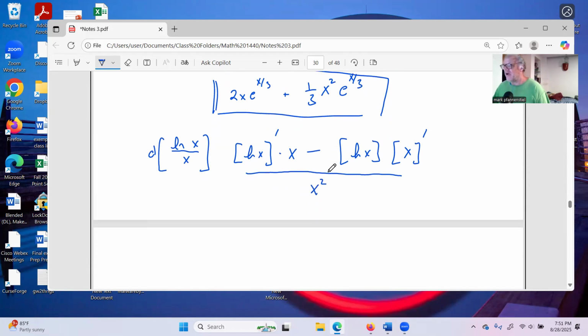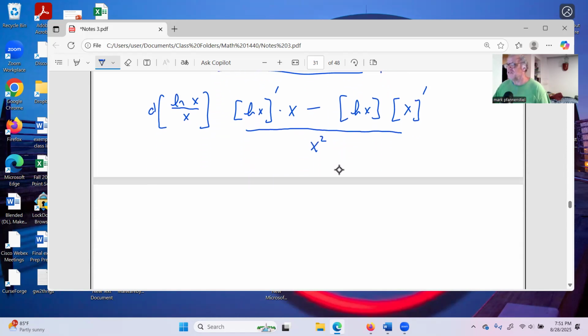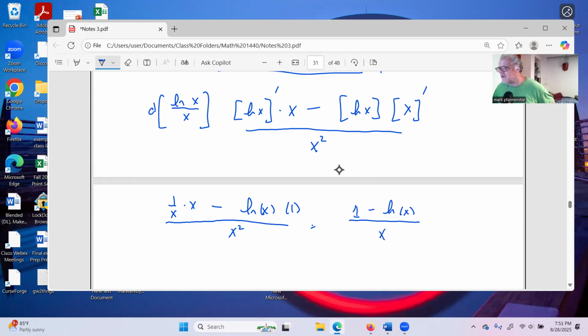Let's figure out what that's going to do for us. The derivative of natural log is 1 over x, times x, minus natural log of x times the derivative of x, which is just 1. And we're going to have x squared on the bottom. Let's simplify this down a little bit. We have 1 over x times x, that's just going to give us 1 minus the natural log of x, all over x squared. And that's really all you can do with this.